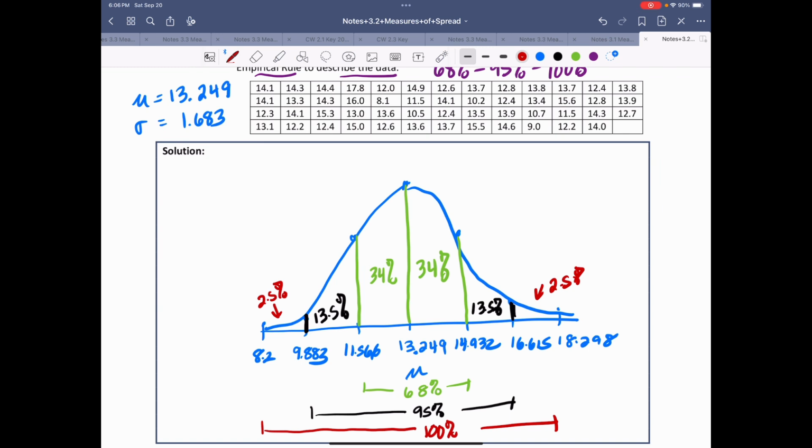I want you to look at this one. If you're looking at this line that goes through the mean, each side of the curve has an area of 50%, 0.50. And you'll be asked different questions like that where you need to tell what percentage is between, say, 9.883 and 13.249. You would add this percentage and this percentage.